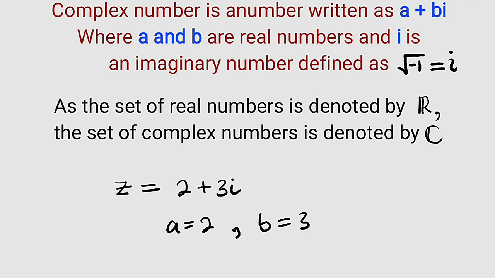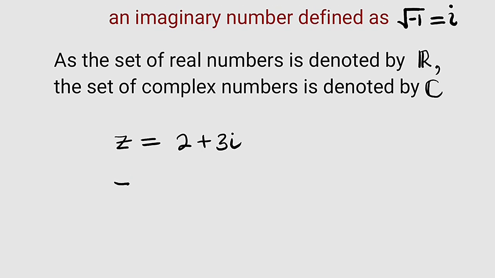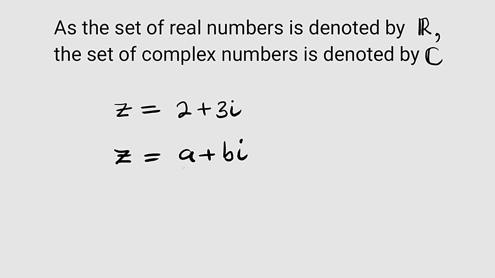This implies that a complex number has real and imaginary parts. For any given complex number like z equal to a plus bi, a right here is the real part, while bi right here is the imaginary part.